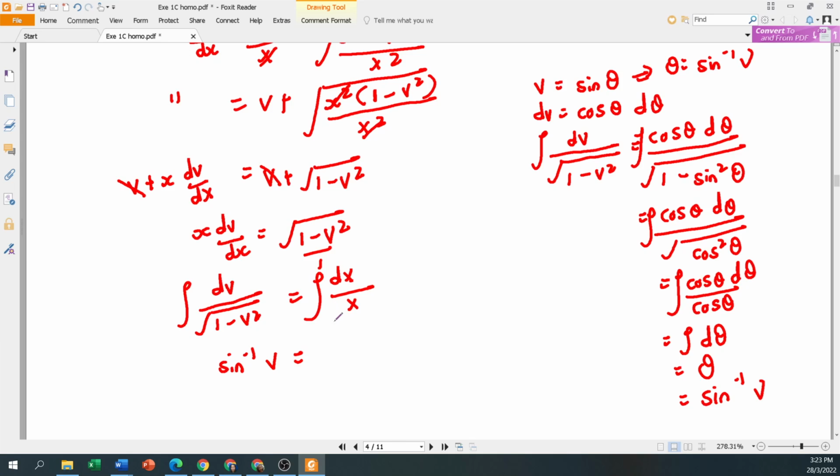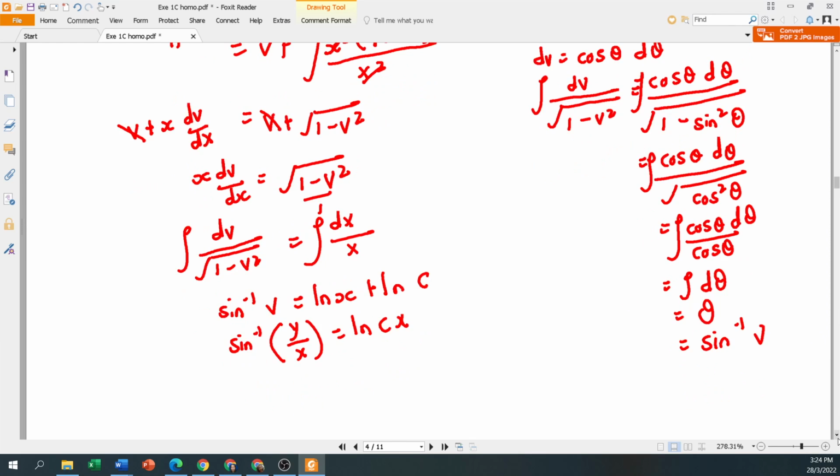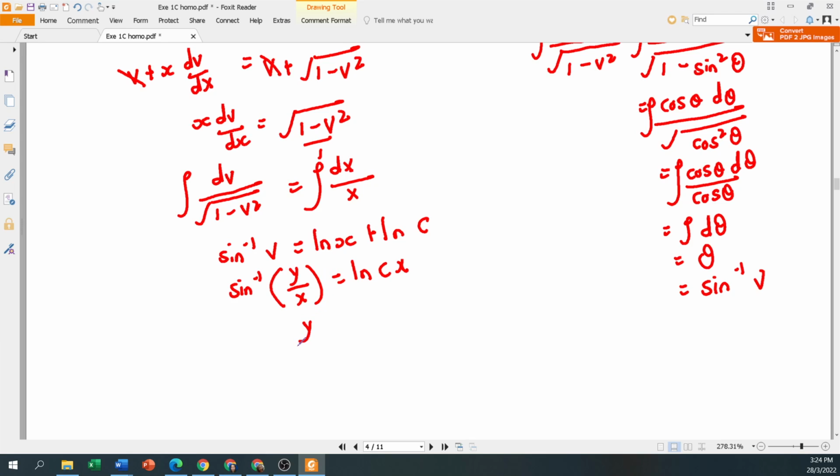For the right-hand side, integrate 1 over x dx, you have ln x plus ln c. Replace v by y over x, so you have arcsin of y over x equals ln cx. Then if you want y as the subject, you take sin of both sides, so it becomes sin of ln cx. So y is x sin(ln cx).